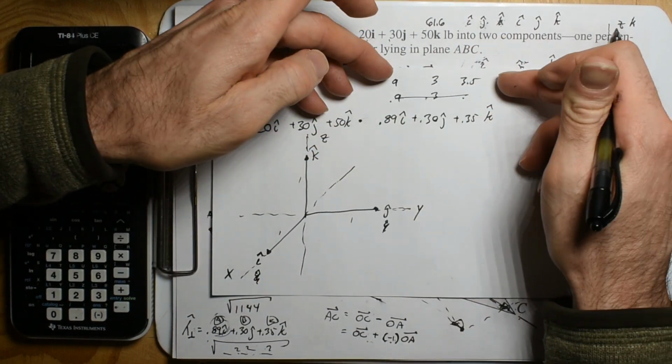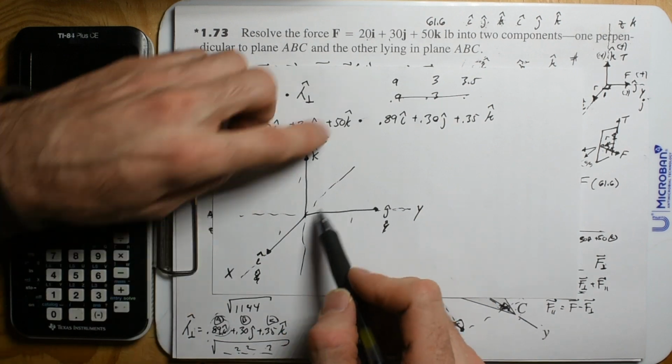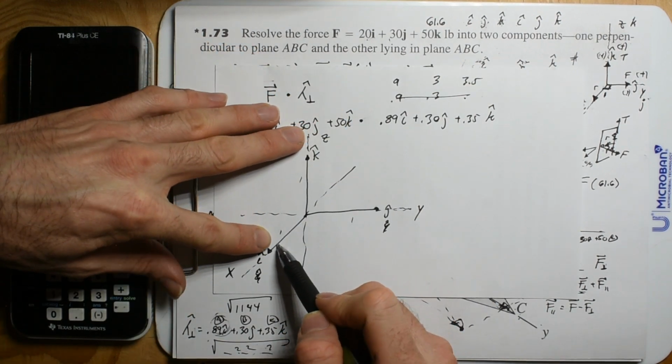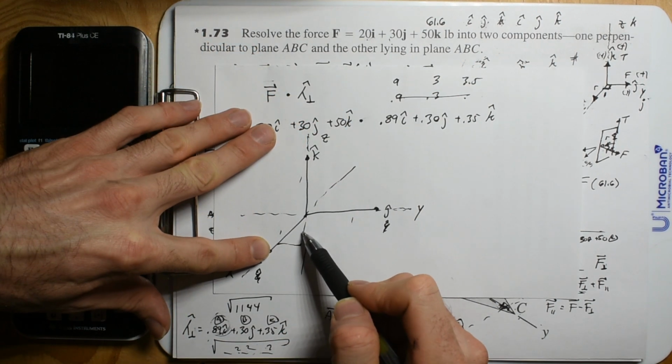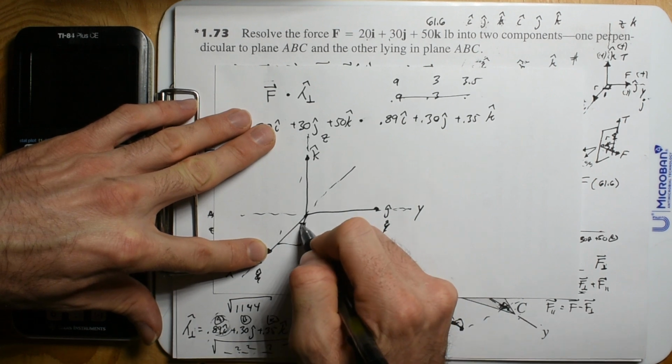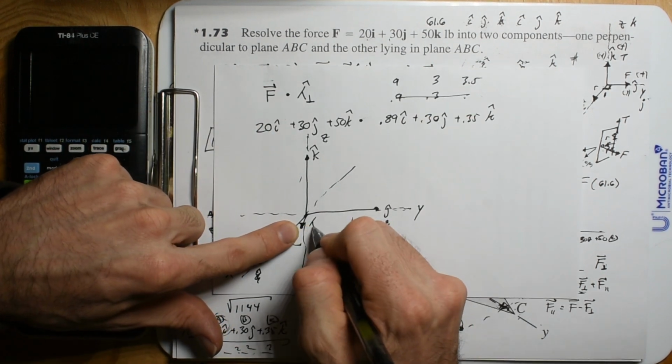You know what I mean? Because this helps you get the direction. So we're going to go 9 in the X, we're going to go 3 in the Y, and then 3.5. So there you go. So this is that unit vector perpendicular.